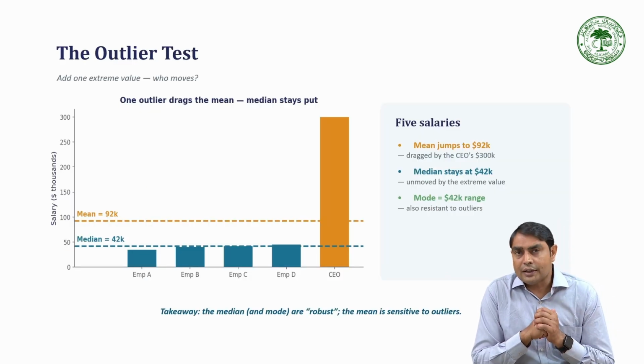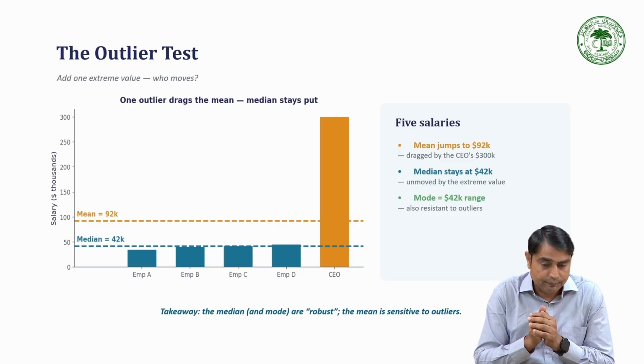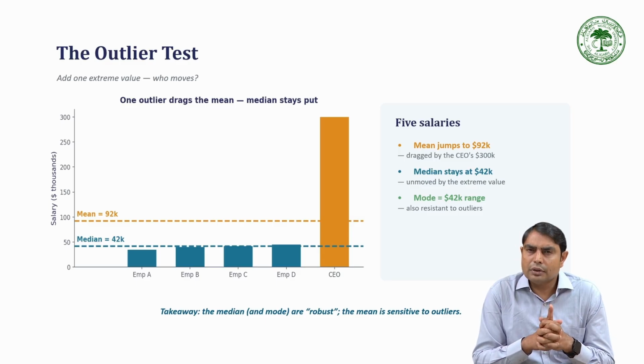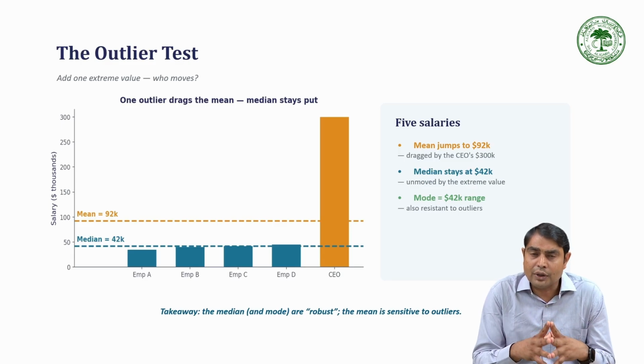Coming to the outlier test, and why is the outlier important? Because my mean is highly affected by the outlier, whereas median and mode are not that much affected by the outlier. Outlier is the single most important practical difference. For example, income, house prices, and reaction time are the classical cases where median beats mean. So when an outlier is there, median is a better measure than the mean. Like we have seen there.